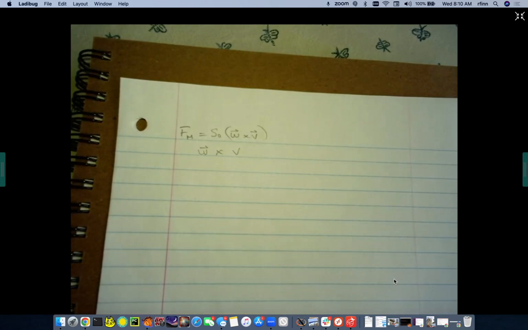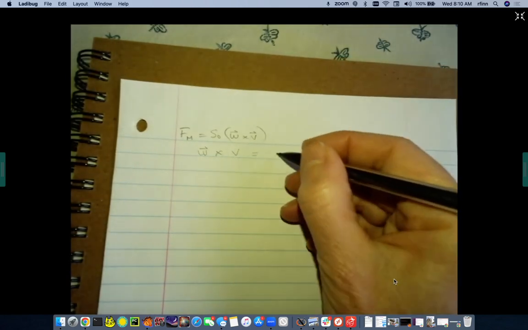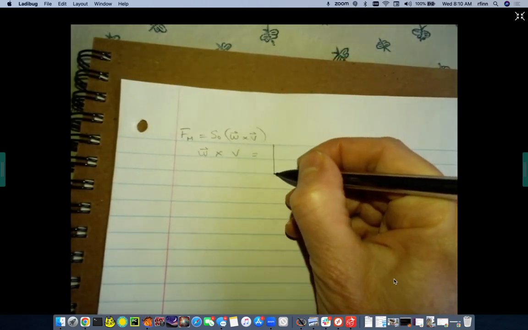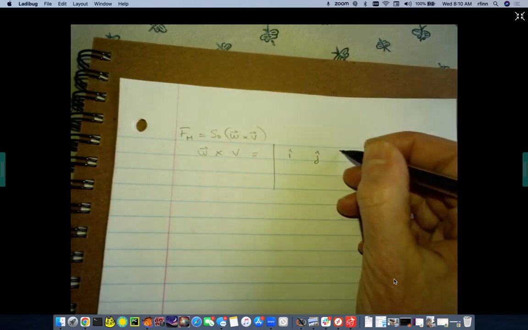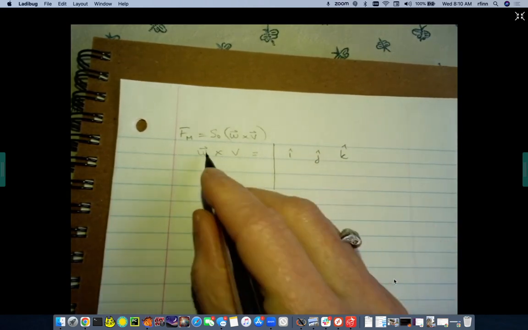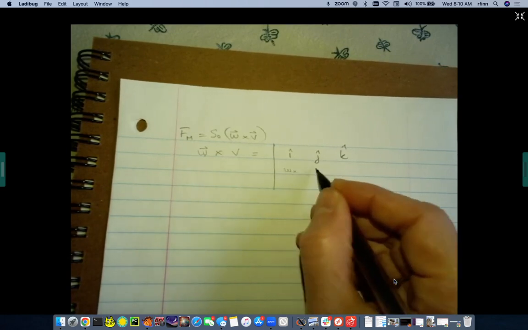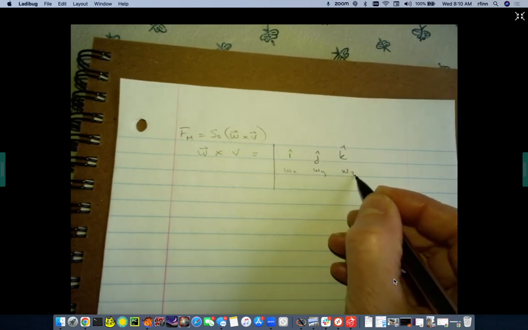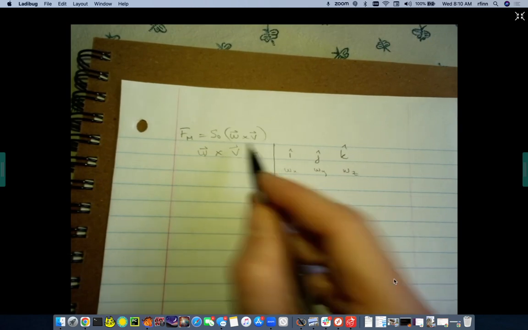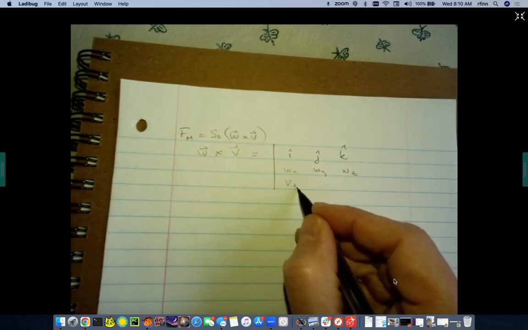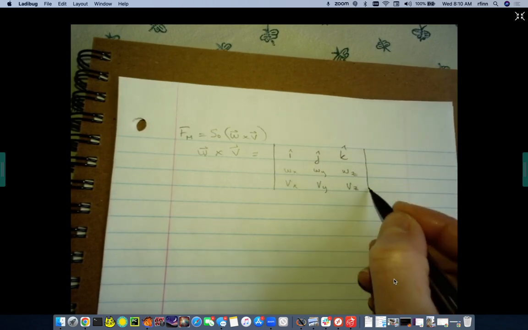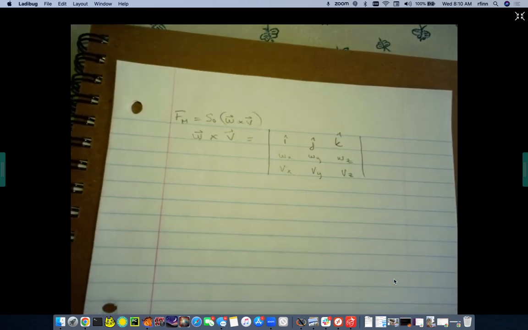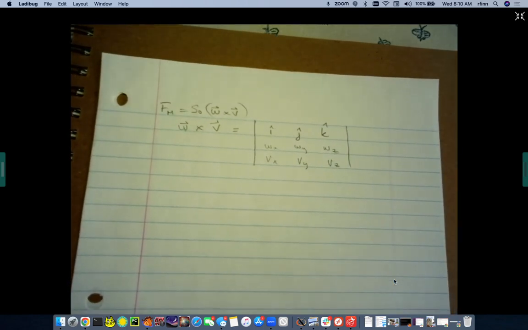Okay, so if we just want to do that cross product, we write out our vectors with the unit vectors. So we have I, J, K, and then Wx, Wy, Wz, the components of our angular velocity, and then the components of our linear velocity, Vx, Vy, Vz. Okay, and now we take the cross product of that.